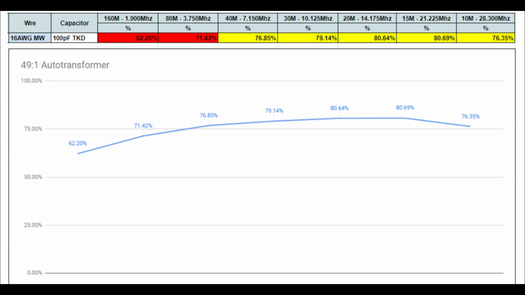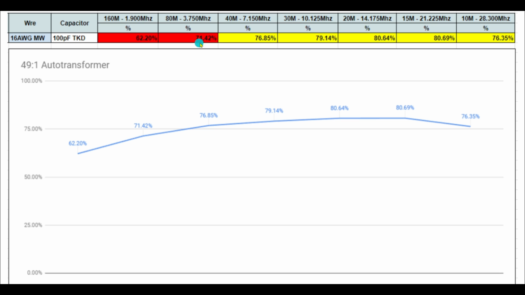Okay, so what you can see is, I've got a spelling error in the upper left-hand corner. It says war instead of wire, but we used a 16 American wire gauge magnet wire to wrap around our toroid, and then the capacitor was 100 picofarad TKD. And then I've got these color-coded, and actually none of this looks good, and just being honest about it, at the 160-meter band, we were at 62% efficiency, and that's terrible. And then at 80, we were around 70%, 71.42 to be exact, efficiency.